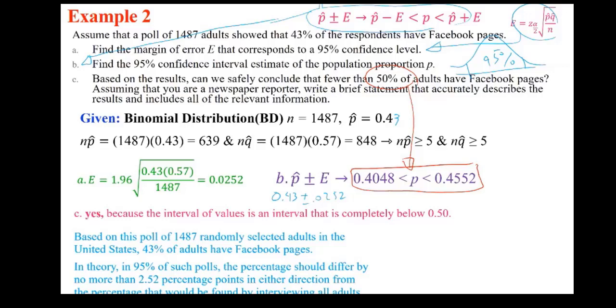I want to show you how you use a TI. First you click on stat, then you click on tests.